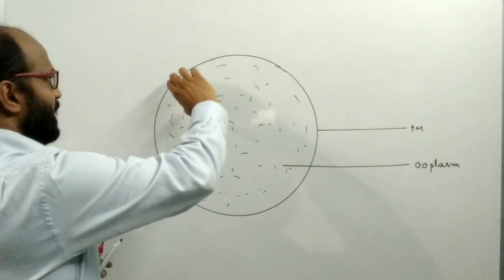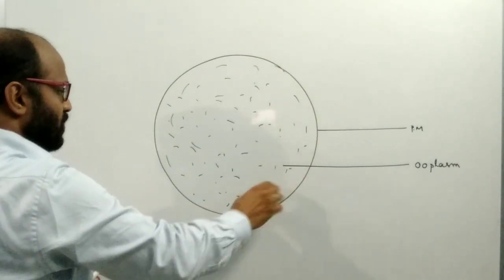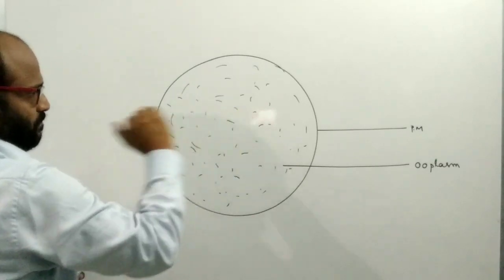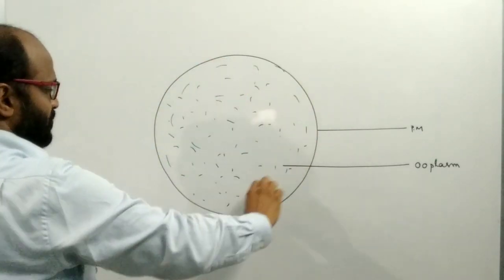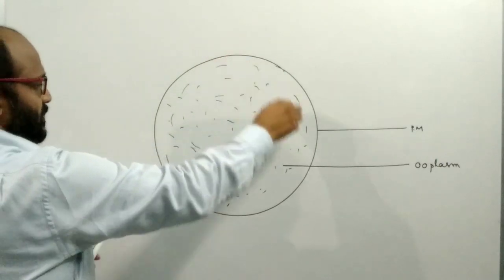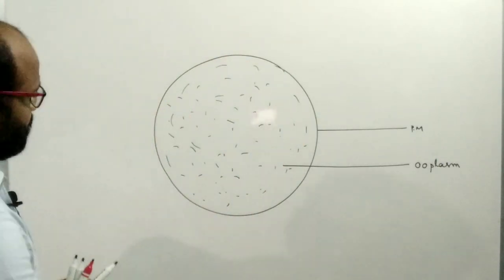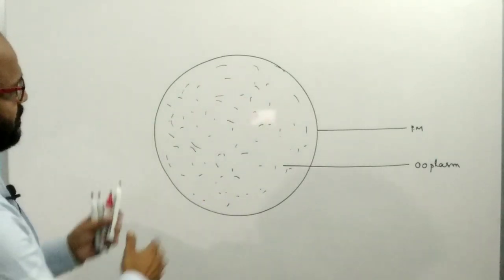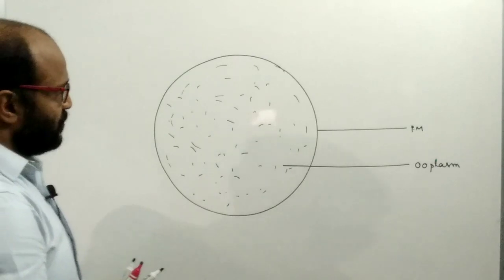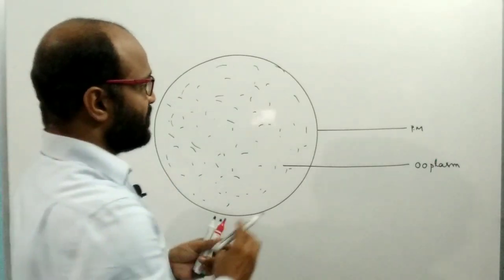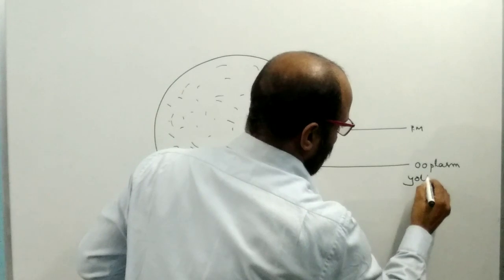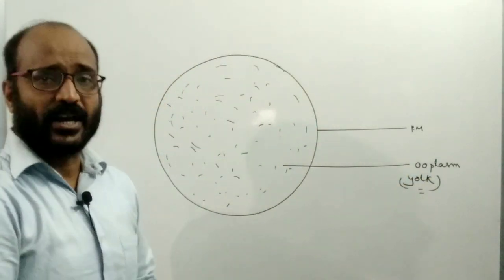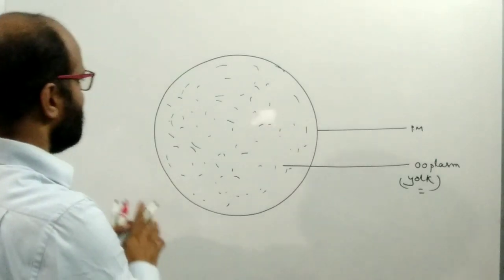The ooplasm is again differentiated into two regions. The outer is the exoplasm and the inner is the actual ooplasm. The outer region, exoplasm, contains the cytoskeleton, especially different types of microtubules. But the inner ooplasm contains the reserve food matter, which is known as the yolk, and it contains different cell organelles and the nucleus.